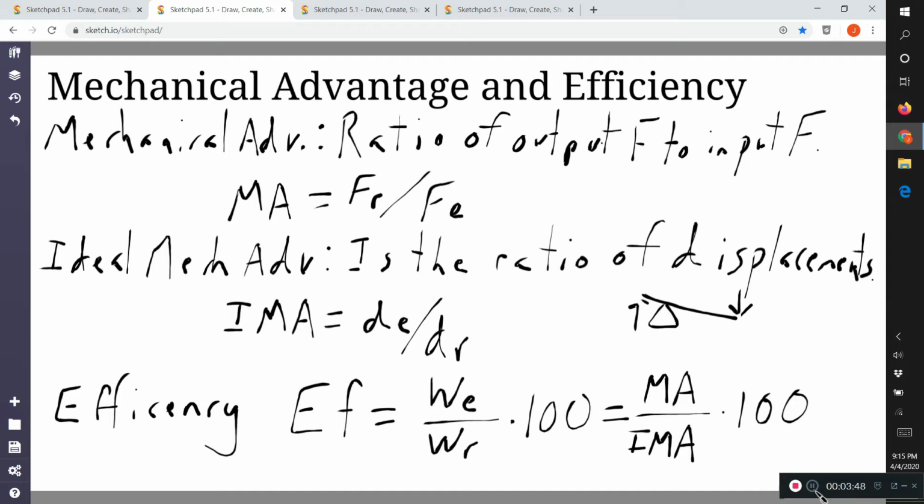If we have the calculations for work at hand, it's easy to do it with the work formula. If we have the mechanical advantage and ideal mechanical advantage, we can use that formula. So that's quite a few formulas at once. So let's go ahead and put those in practice.